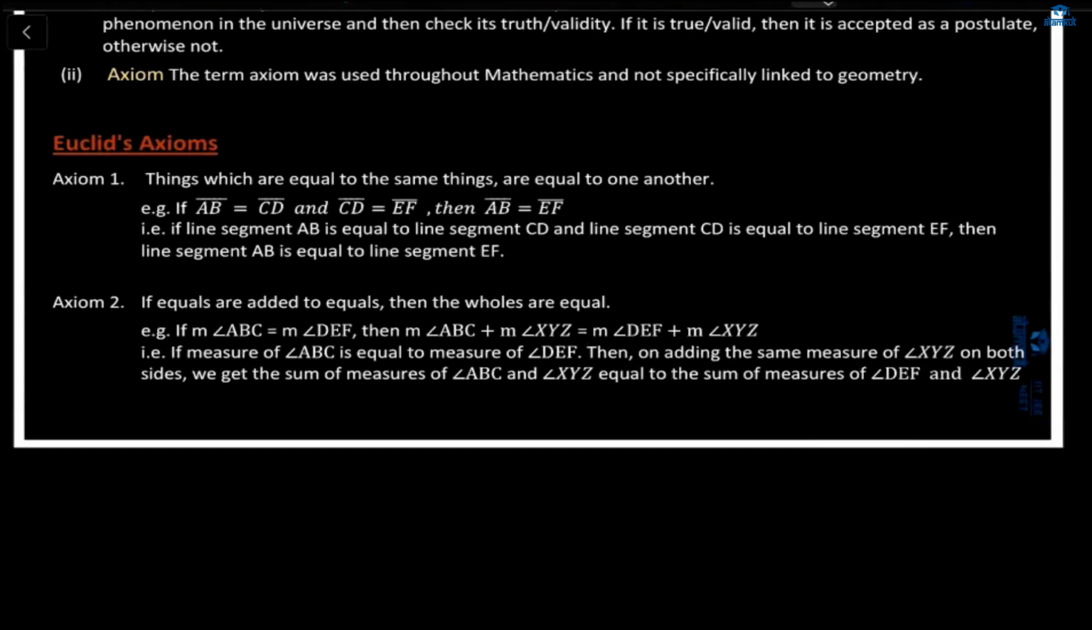So the first axiom: things which are equal to the same thing are equal to one another. Now what does this mean? If I say that A is equal to B, and B is equal to C, then from these two statements we conclude that A is equal to C also.